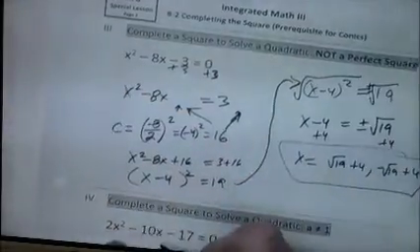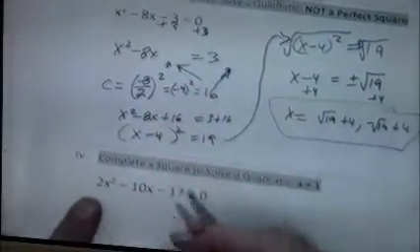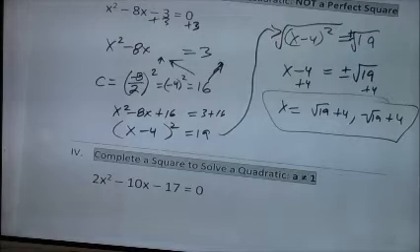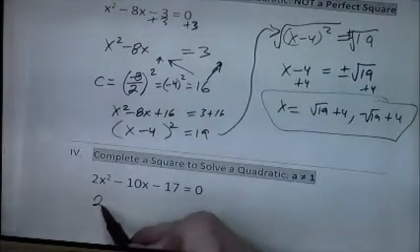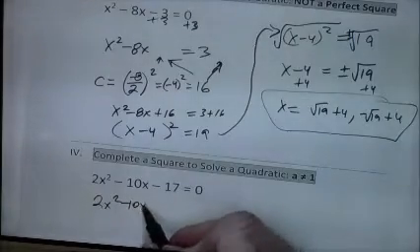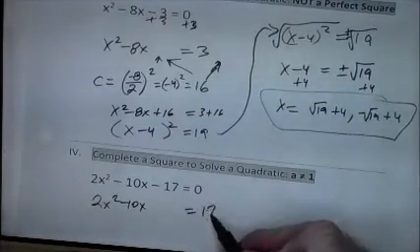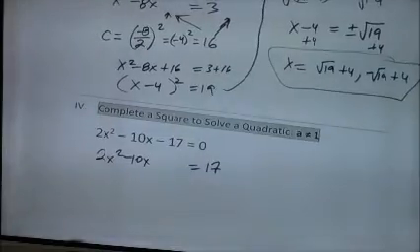Because if you try it with this right now, it's going to give you a number that won't really work. It doesn't really make a parentheses with a square. So we're going to have to adjust it. So follow along with me. I'm going to rewrite it, but I'm going to add that 17 to the other side. Plus 17 and plus 17.